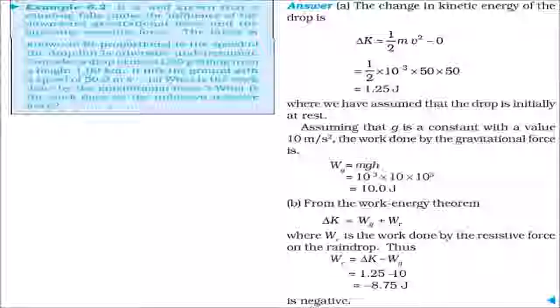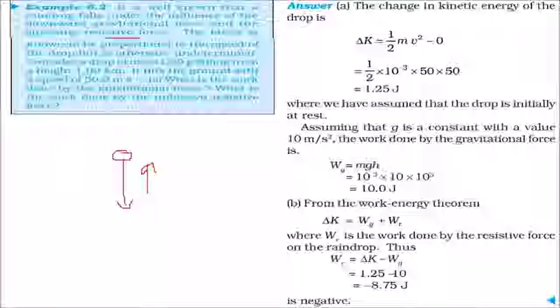Let us take an example. It is well known that a raindrop falls under the influence of a downward gravitational force and an opposing resistive force. So a drop is falling, and there is a resistive force which resists it. The resistive force is proportional to the speed of the drop, but is otherwise undetermined. Consider a drop of mass 1 gram falling from a height of 1 kilometer. It hits the ground with a speed of 50 meter per second. Now, we have to find out the work done by the gravitational force and the work done by the unknown resistive force.